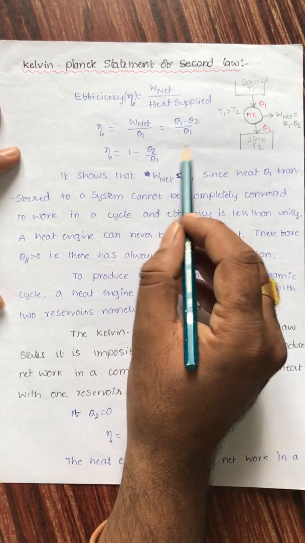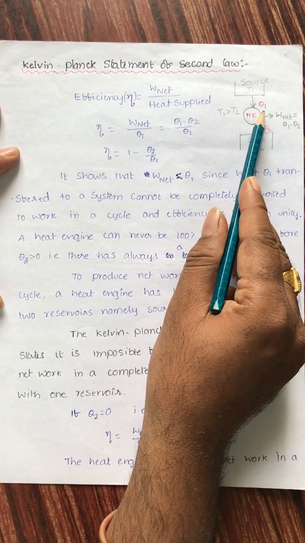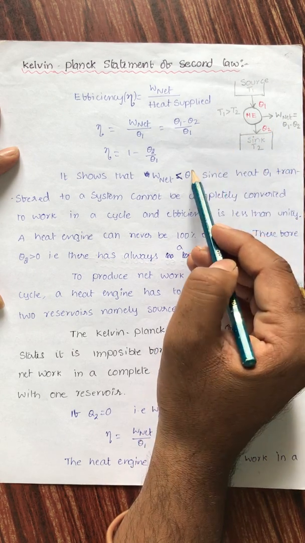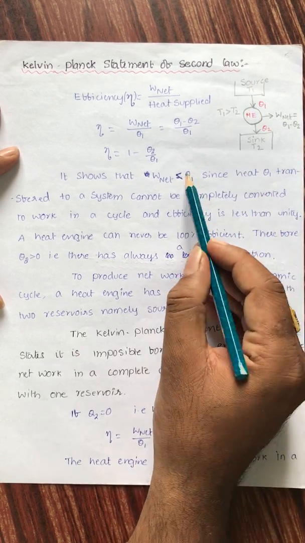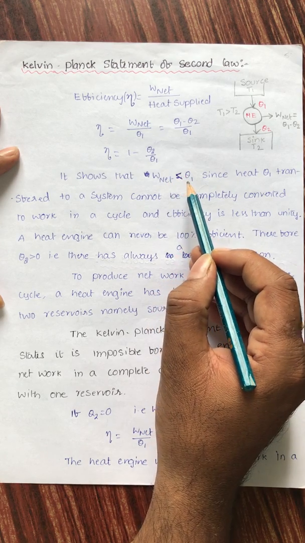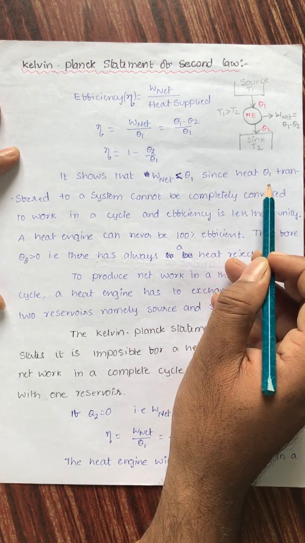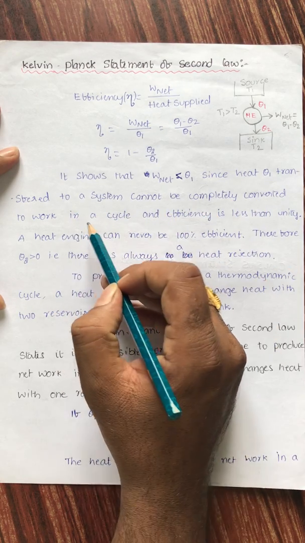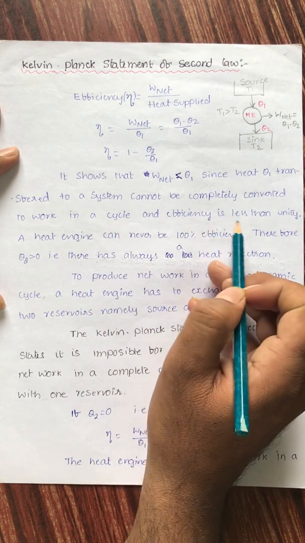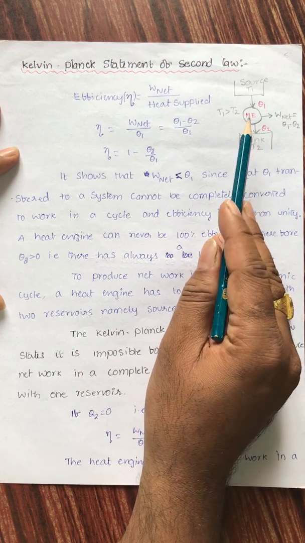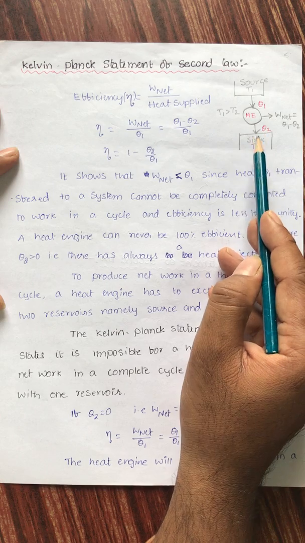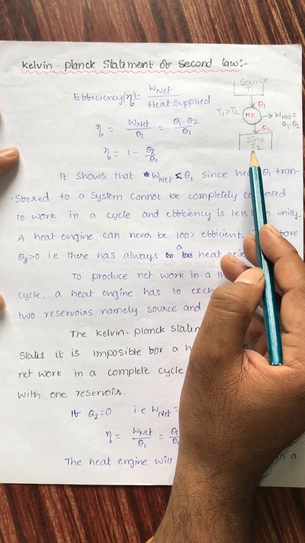If you observe this, Q1 is all the time more than W net by an amount of Q2. So that means W net is all the time less than Q1. That is the statement: W net is all the time less than Q1, since heat Q1 transferred to a system cannot be completely converted into work in a cycle, and efficiency is less than unity. So heat is not completely converted into work. Some amount of heat is rejected to the low temperature reservoir.